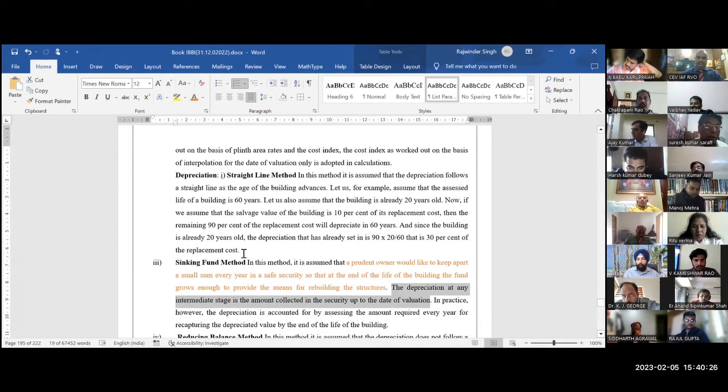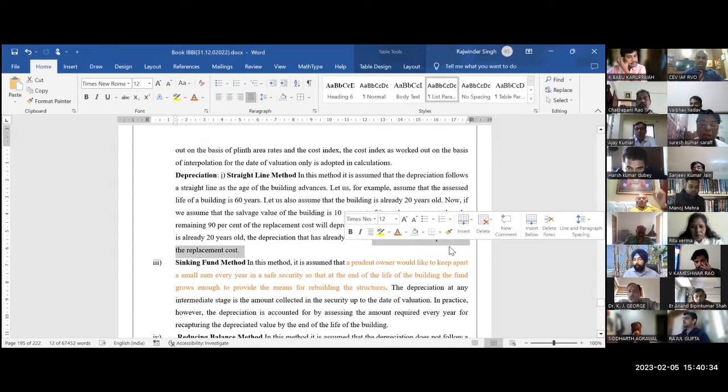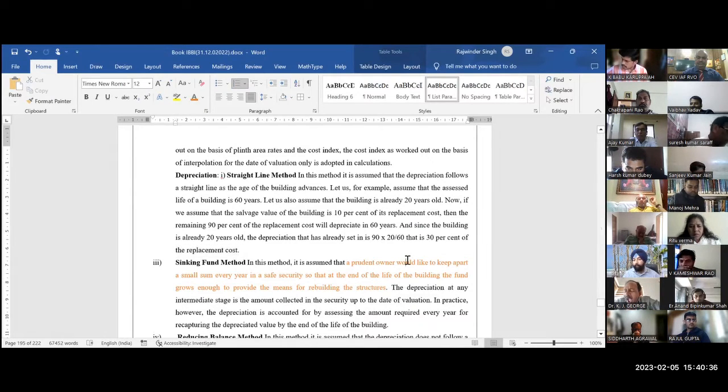See here, in this case, depreciation every year is 1.5%. Depreciation every year is 1.5%. It means if you have to calculate depreciation, if you are calculating for 20 years, it is 30%. If you calculate it for 40 years, it will be 60%.